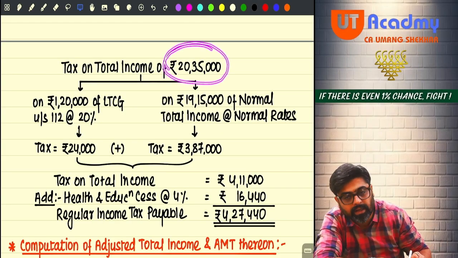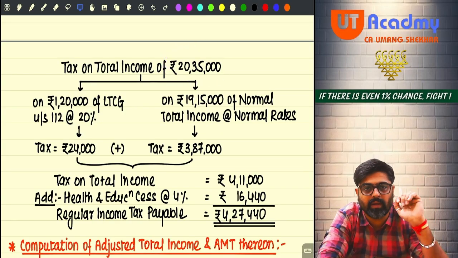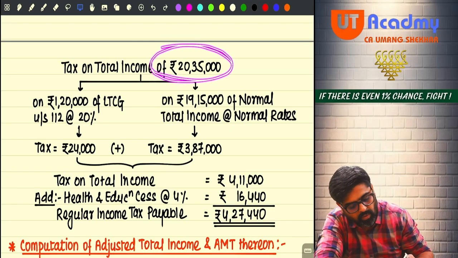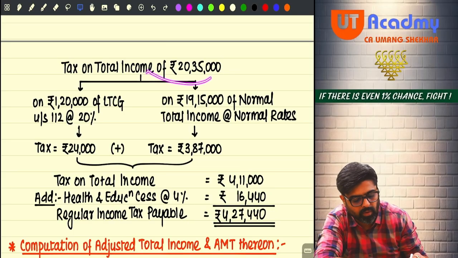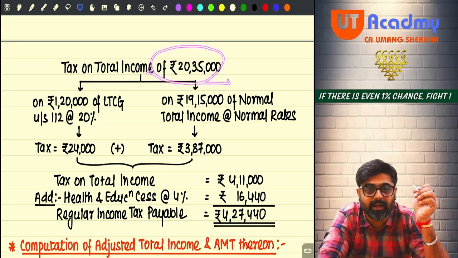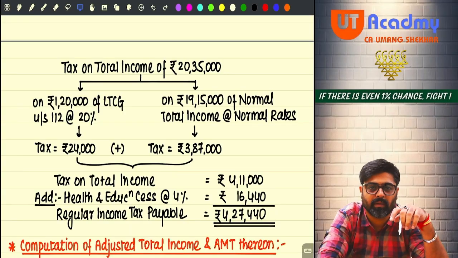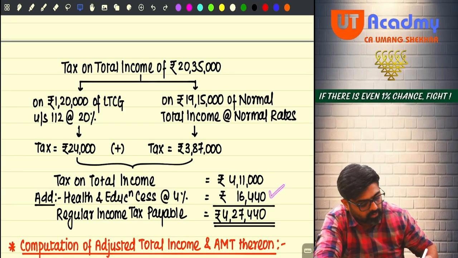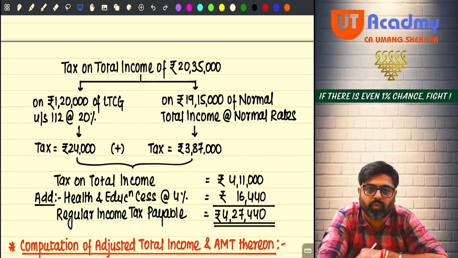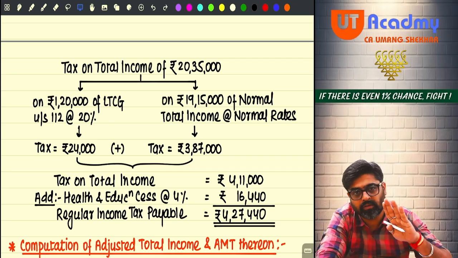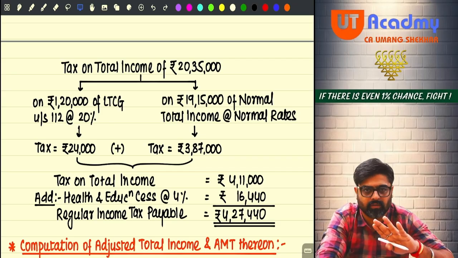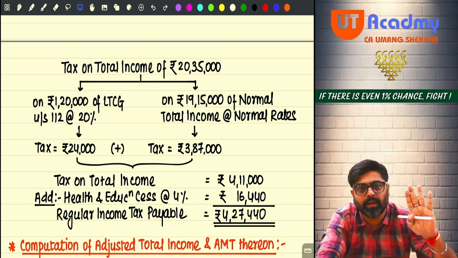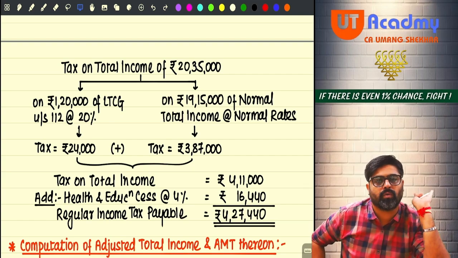Now if this total income was less than or equal to 5 lakhs, I would have got rebate. But since it is more than 5 lakhs, I'm not going to get any rebate. Wait, is my total income more than 50 lakhs? No. If it was more than 50 lakhs, I would have applied surcharge. But surcharge will also not be applicable. So I will apply only 4%. So my tax payable will be 4,27,440. Guys, this 4,27,440 includes cess, including surcharge, total tax. So if I am liable to pay this tax, from my pocket this amount will go to the government.